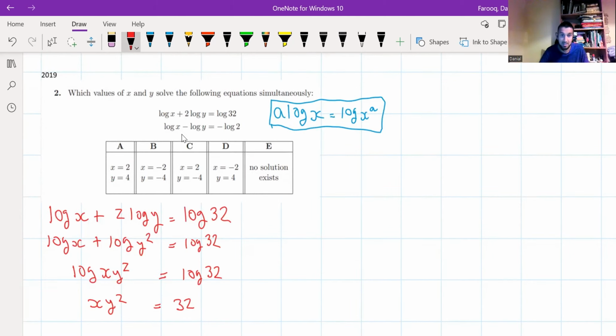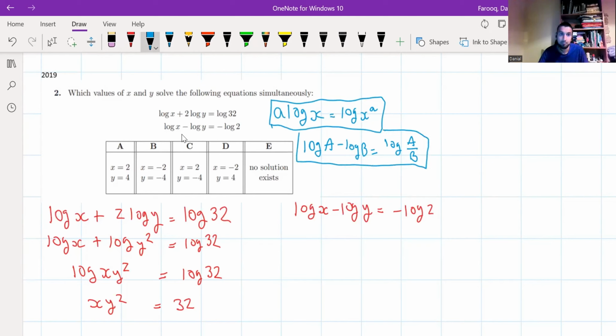And then the next one, log x minus log y. We'll do it here. So it will be log x minus log y equals minus log 2. So log x minus log y, that's another law similar to the previous one, which is that log a minus log b will be log a divided by b. Okay.